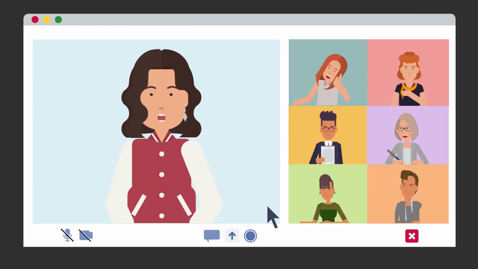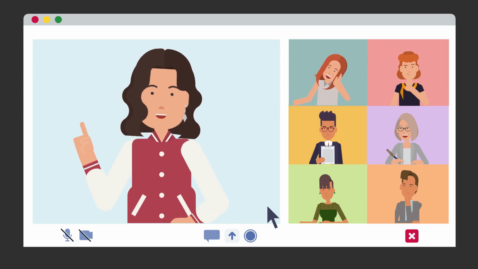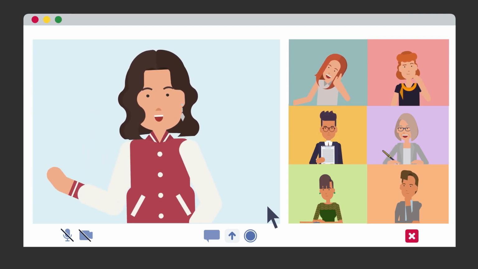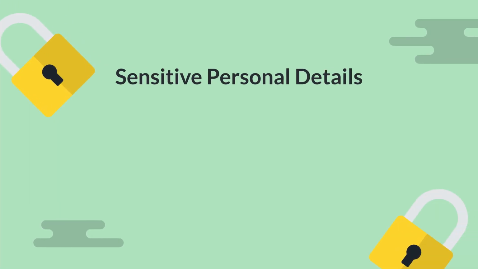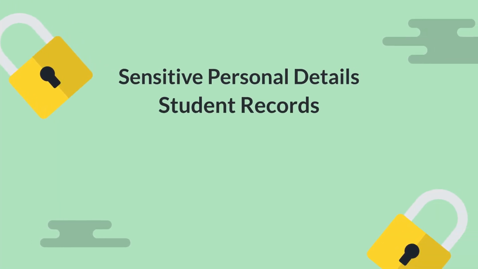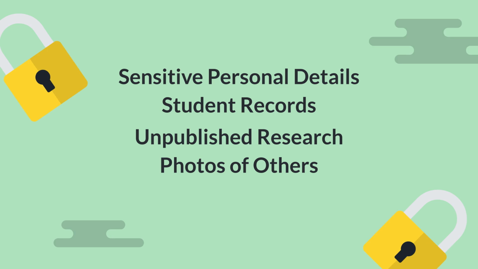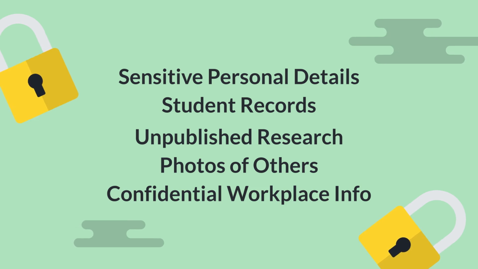Just as important as effective prompting is information safety. These tools process your words on remote servers, which means what you type may be stored or reviewed to improve the system as future training data. This raises important privacy and confidentiality issues. You should never input sensitive personal details, student records, unpublished research, photos of others without their consent, or confidential workplace information.